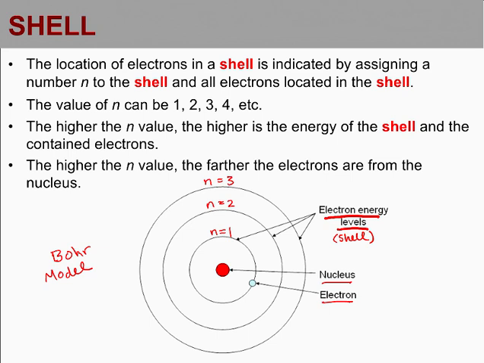Now, earlier we said that the further away an electron is from the nucleus, the more energy it has. So another way of saying that is the higher the n value, the higher is the energy of the shell and the contained electrons. Also, the higher the n value, the farther the electrons are from the nucleus.